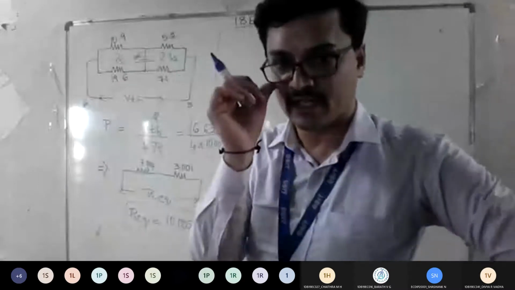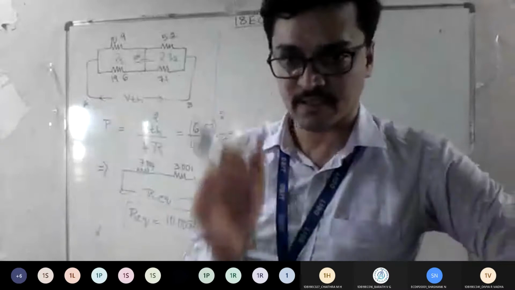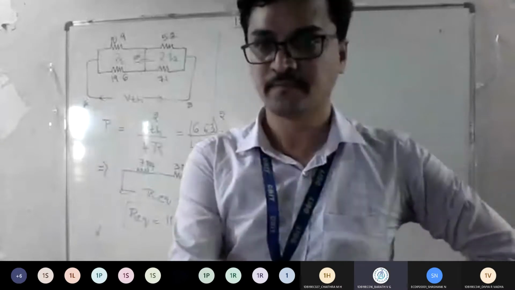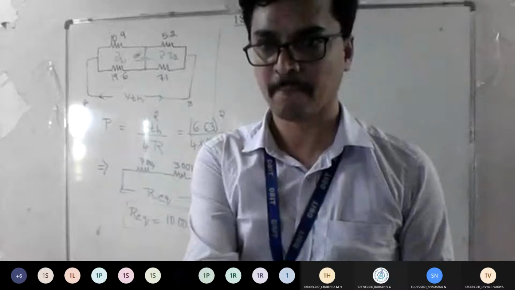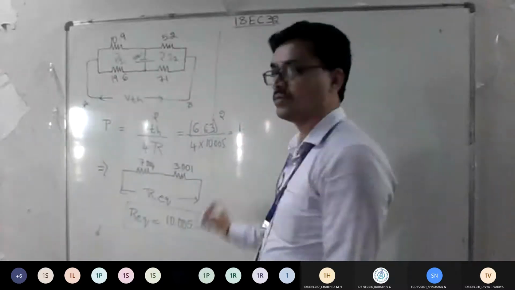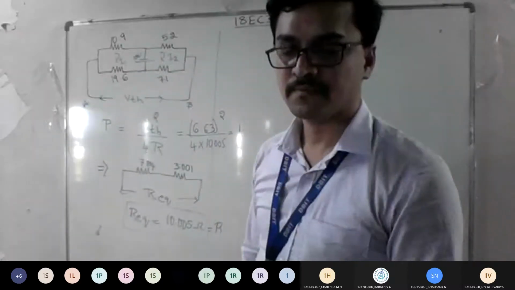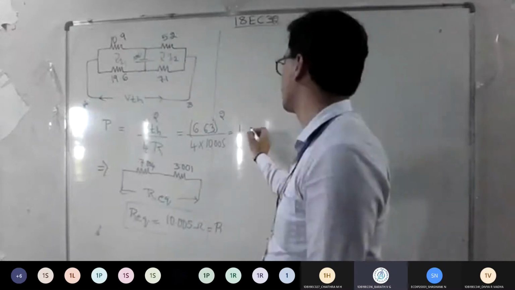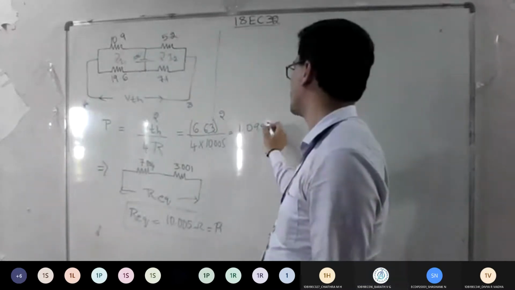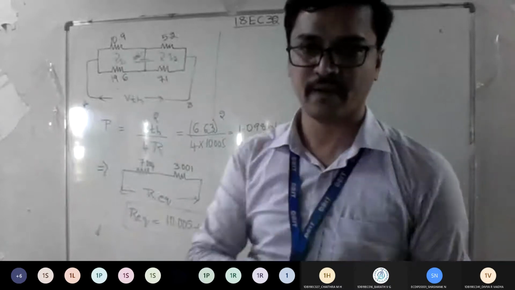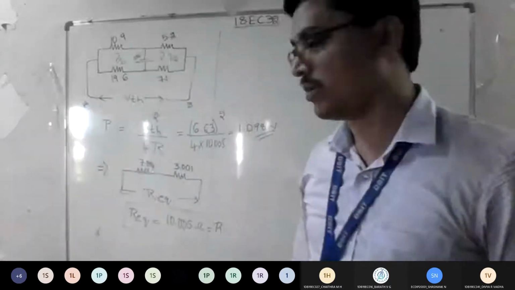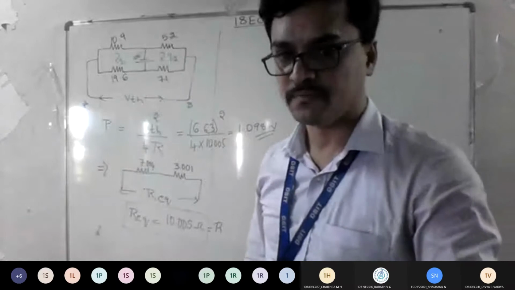Substitute your VTH and R equivalent in the equation and tell me what's the answer. 1.9098 watts, sir. 0.98 watts. Okay, 0.98 watts. So this is the power dissipated across the given network, across your load of 10 ohm.